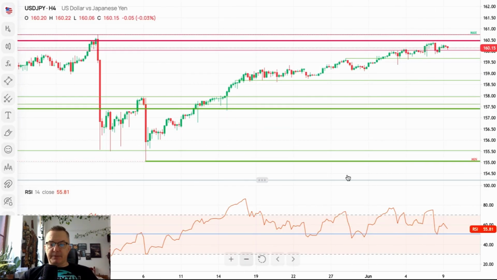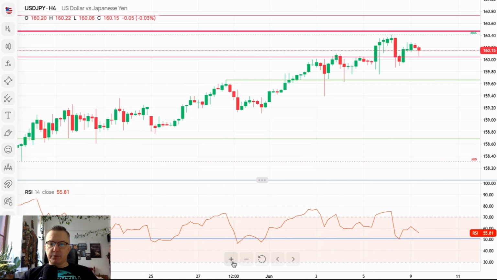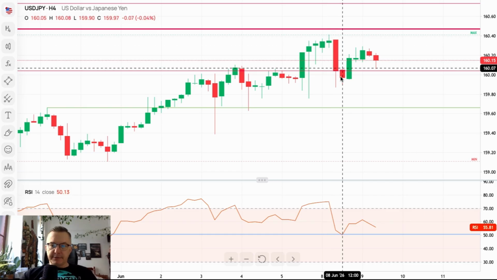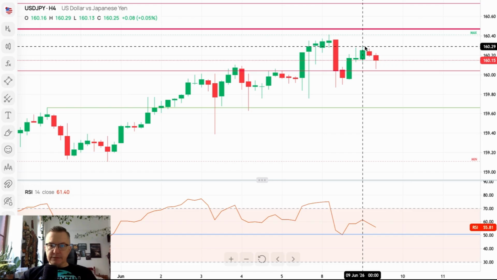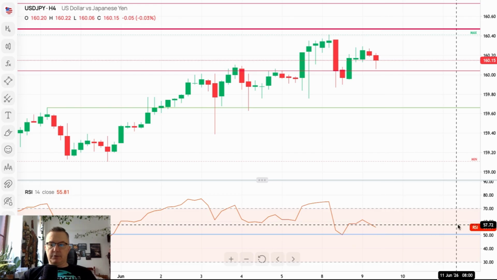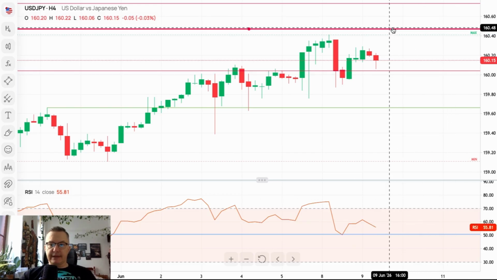US dollar versus the Japanese yen steadily pumps higher. The swing high for now is 160.41. A little bit of a pullback, dips are being bought, as you can see, and we are back above the level of 160 yet again, with quite positive momentum, 55 points. The next target is 160.47. So please stay focused, stay vigilant.